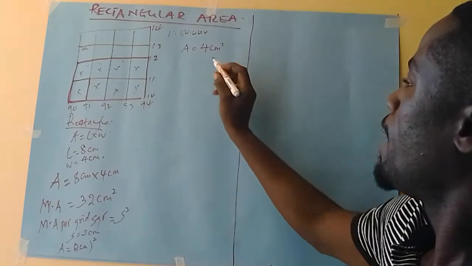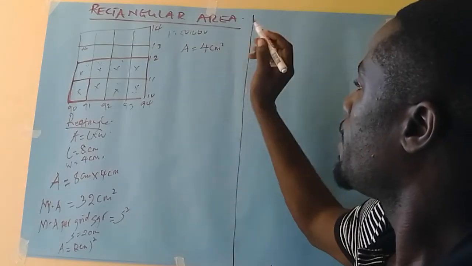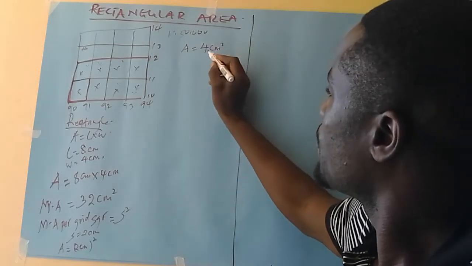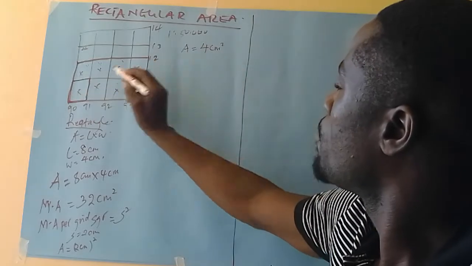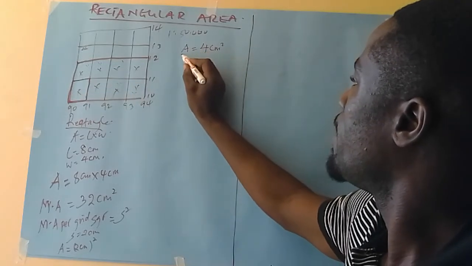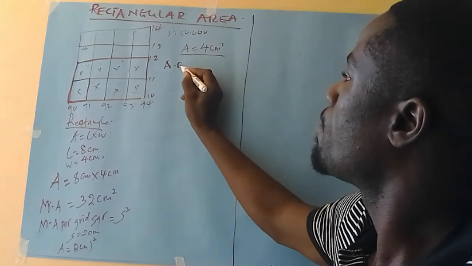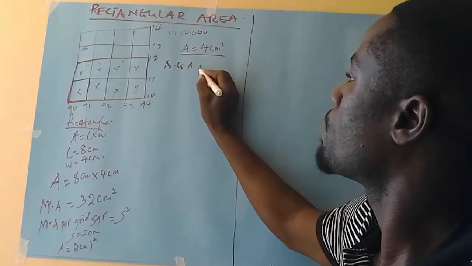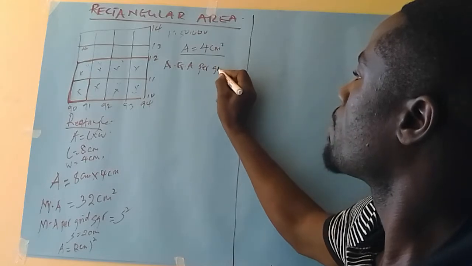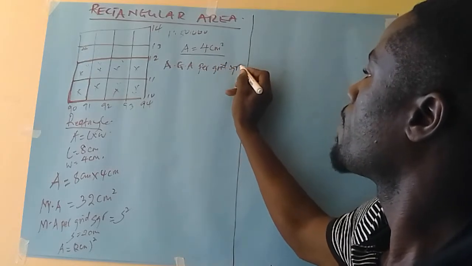Now we know this, but what is the actual ground area per grid box? This is the map area per grid box. Now we want the actual ground area per box, per grid square, not the map area.